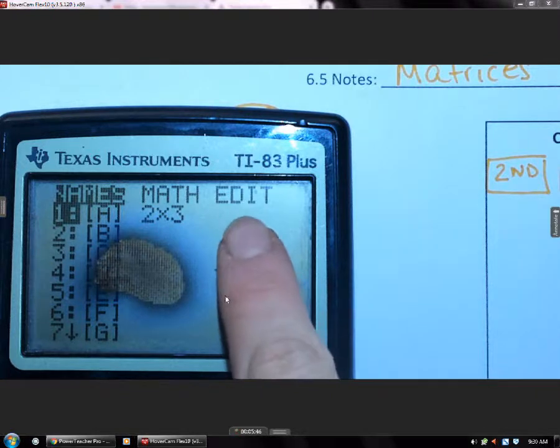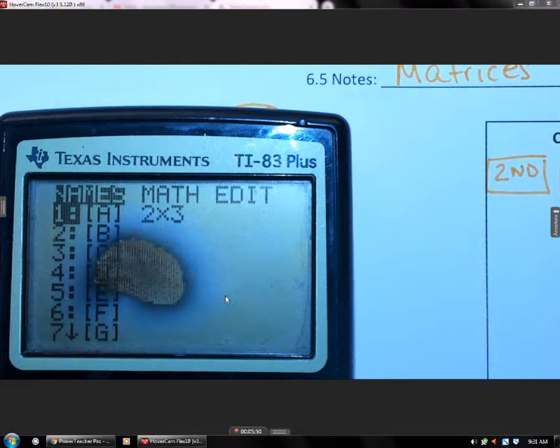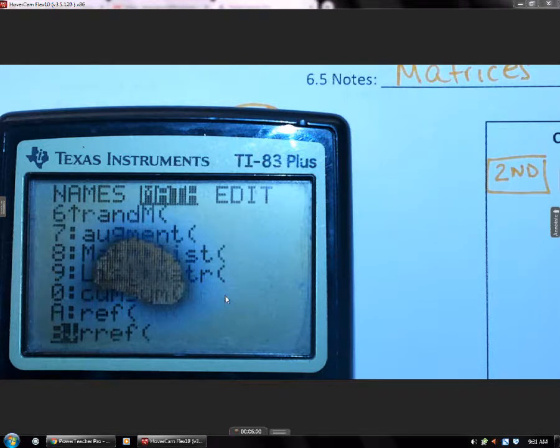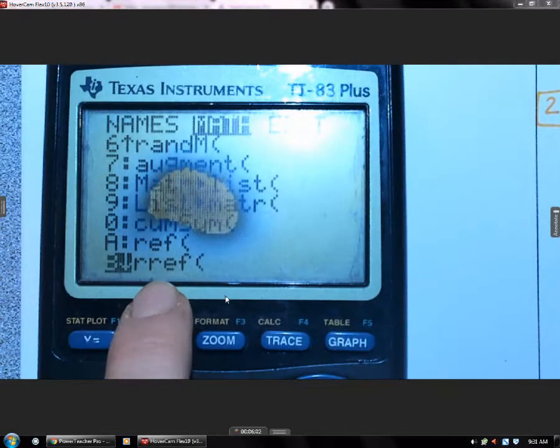So the first time we press the right arrow twice to go to edit. The second time we're going to just press it once to go to math. And I want you to scroll down until you find where it says RREF, 2 R's. RREF. Wait, you only said 1 R. Then scroll one more time.